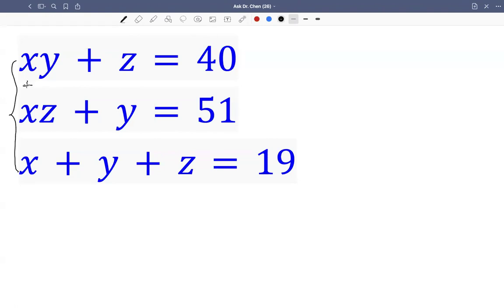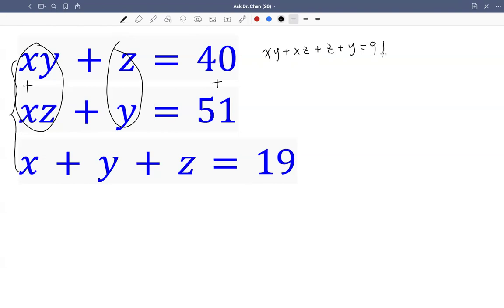So if we add the first two equations, we see these two share a common factor of x. Once we factor out x, we have y plus z, and of course, this is y plus z. Then we can put this in a factored form. Okay, let's do that. So we add those 2 equations: xy plus xz plus z plus y equals 40 plus 51, which is 91.